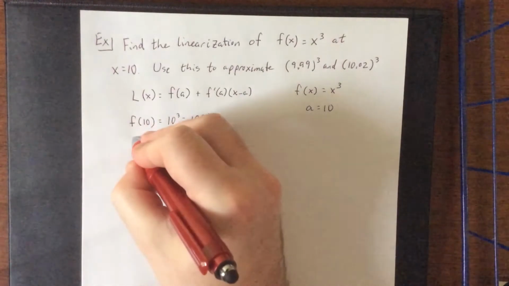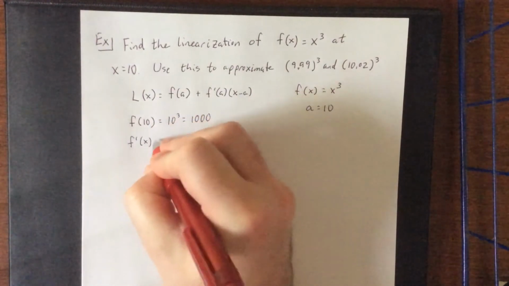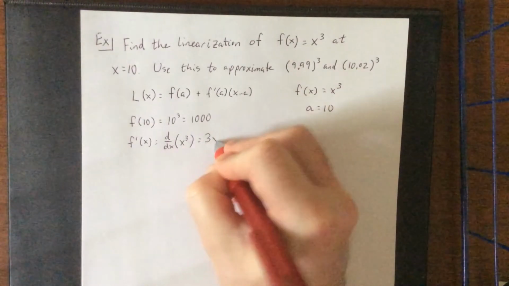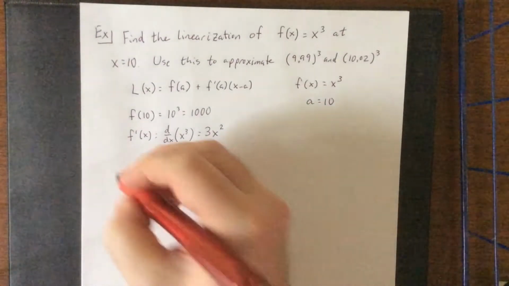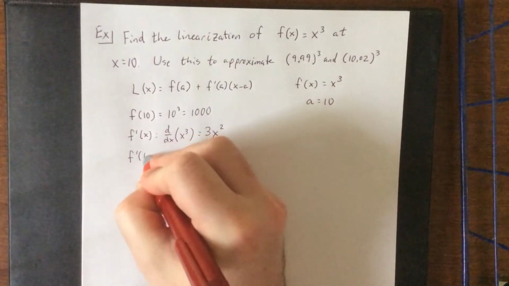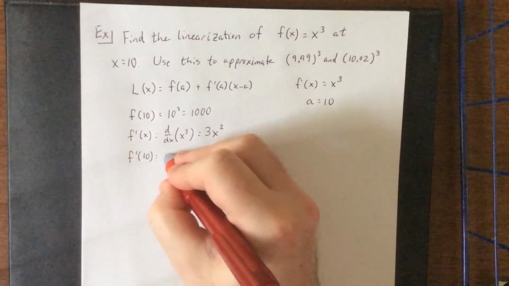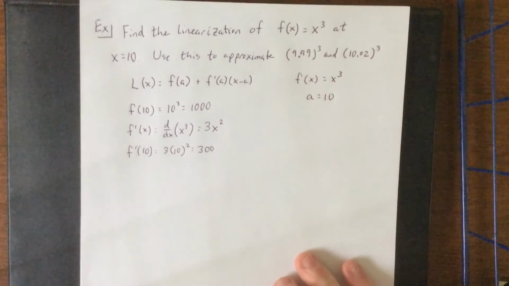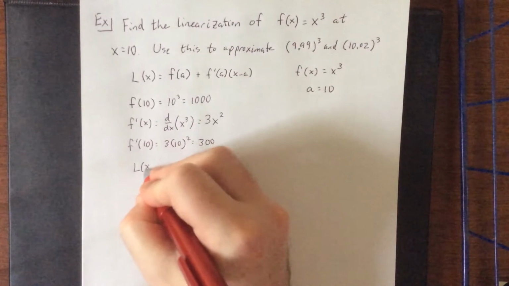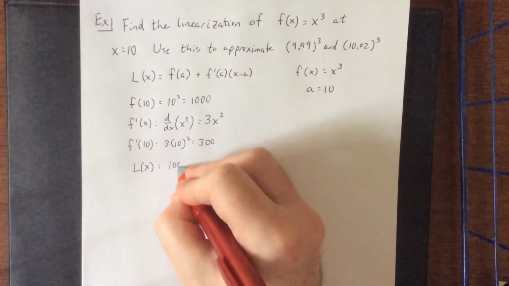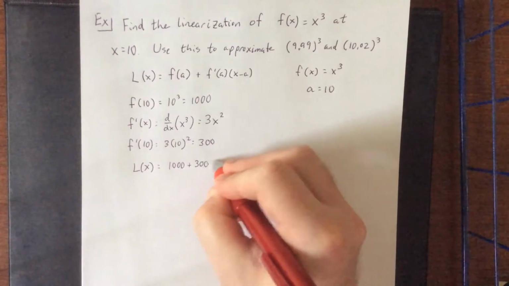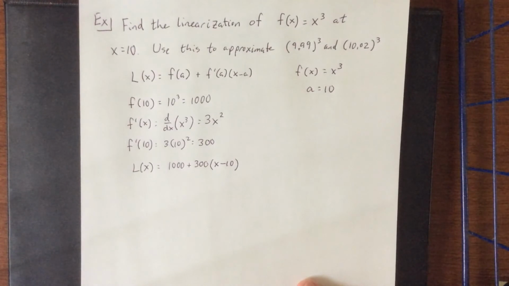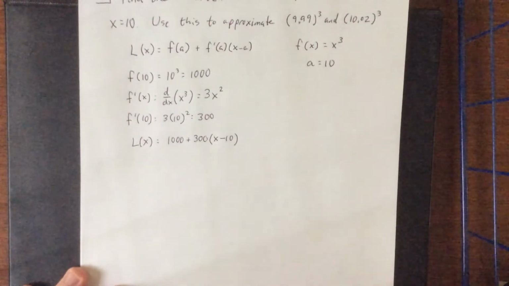We're also going to need a derivative for this formula. So f prime of x would be the derivative with respect to x of x cubed. That, of course, would be 3x squared. Then actually plugging in x equals 10 to this derivative, we are going to get the slope of the tangent line. So 3 times 10 squared is equal to 300. Therefore, the linearization is going to be equal to 1,000 plus 300 times x minus 10. I'm just going to go ahead and leave it in this form.